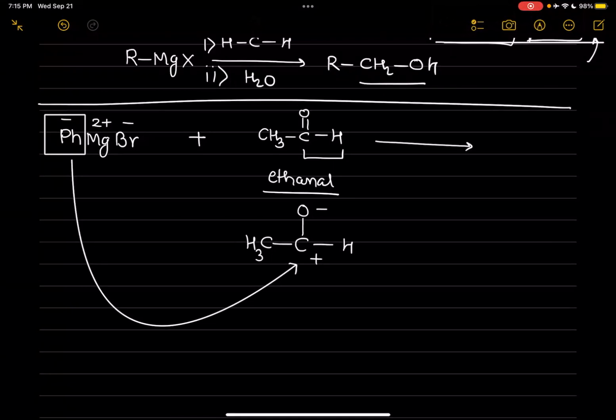And what's going to come in at the O minus position? O minus will get attached to MgBr. Right? Is it clear? Yes, sir.